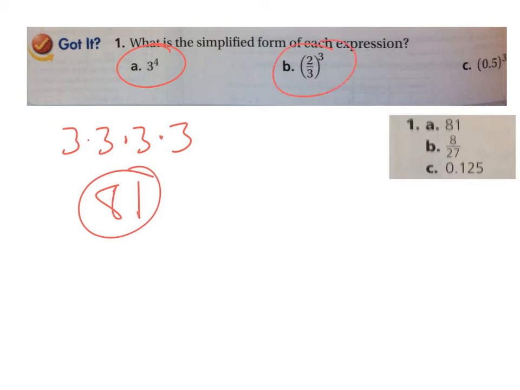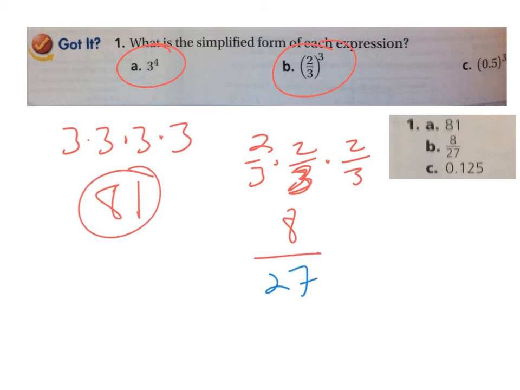And here, this is 2/3 times 2/3 times 2/3. Sorry about the bad handwriting there. That's a 3, I promise. Alrighty, so you remember how to multiply fractions. 2 times 2 is 4, times 2 is 8. So 8 on the top. And on the bottom, 3 times 3 is 9, times 3 is 27. 8/27 can't be reduced, so you leave it like it is.